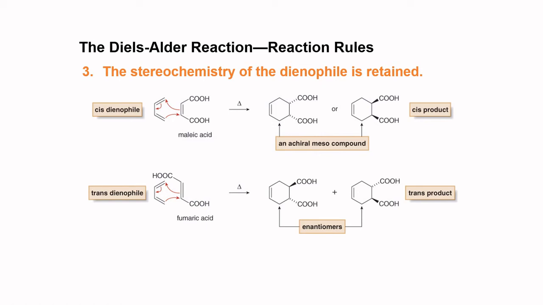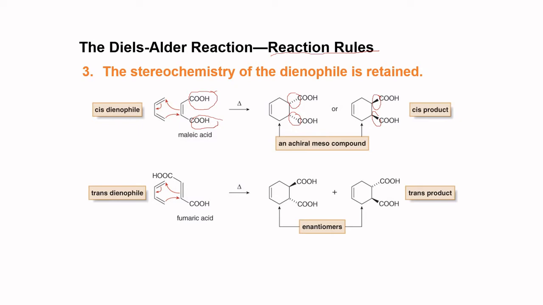In this video, we are going to continue on the reaction rules of Diels-Alder reaction. So the third rule is the stereochemistry of the dienophile is retained. If we have a cis dienophile, for example, this is a cis dienophile. When we react these two starting materials, what we have is a new compound, and the stereochemistry is retained. If the starting dienophile is in cis form, the end product should be a cis product.